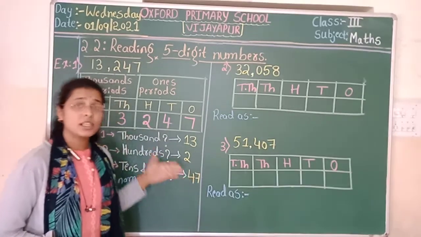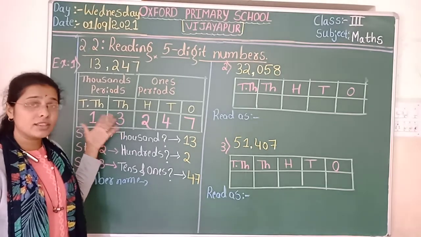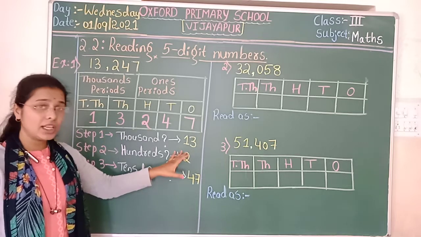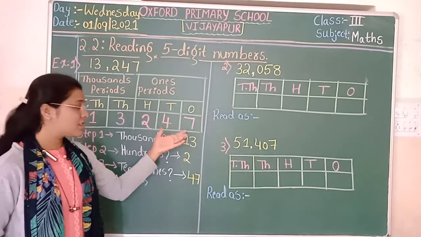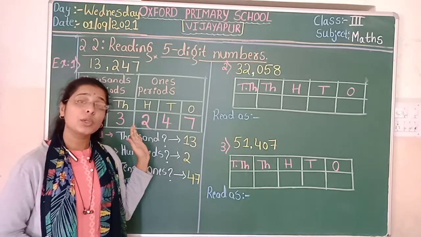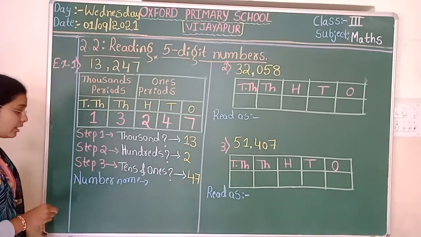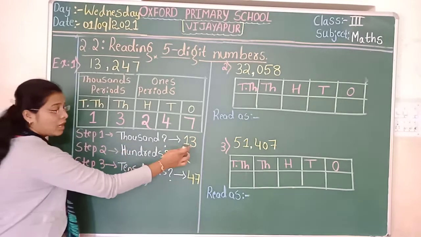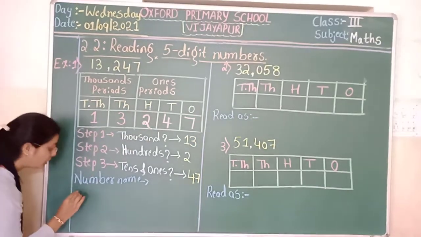What are the steps? We have to write separately the thousands period at first, means 10,000 and 1,000 together we have to write as 13. Next we have to make a separate of 100. At last both tens and ones together we have to write. And the number name, how to write the number names means first we have to follow the first step. How many thousands are we having? 13. What is the spelling of 13?